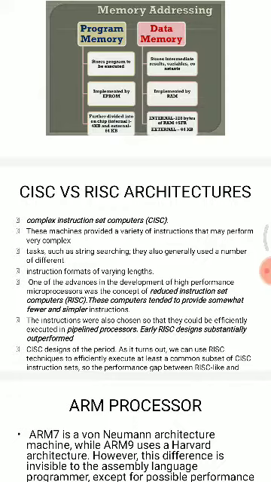RISC architecture means reduced instruction set computers. These computers tend to provide somewhat fewer and simpler instructions. With pipelining, early RISC designs substantially outperformed the CISC designs of the period. We can use RISC techniques to efficiently execute at least one common subset of CISC instruction sets, so the performance gap between RISC and CISC architectures will be the same.